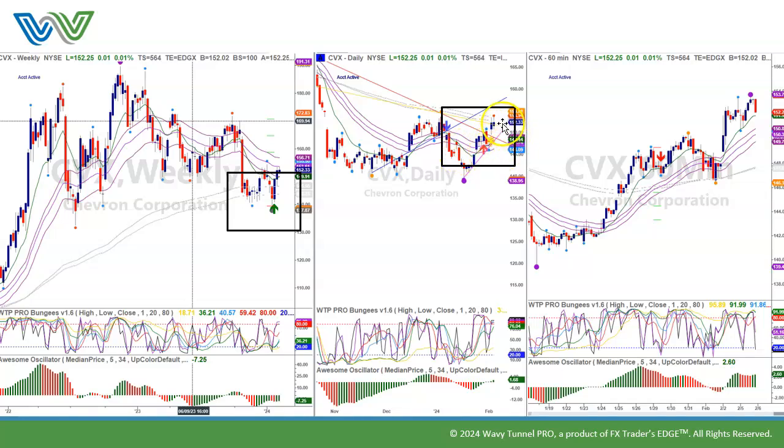So what I would like to see is I would like to see the wave to continue to be pointed up, but we can always go down to a smaller time frame, and looking at the 60-minute, we see that the wave has crossed above the tunnel. So I would say that pullbacks are buyable.